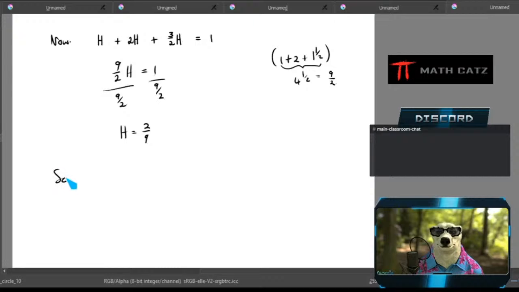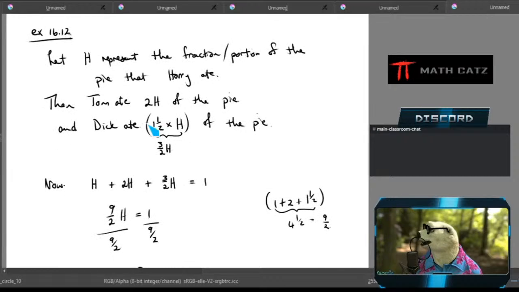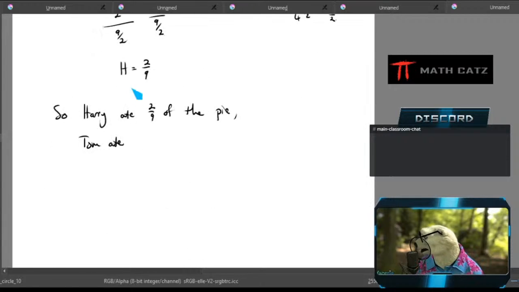I think I'm ready to write our sentence. So Harry ate 2/9 of the pie. Who was next? Tom. I have to go check. Tom ate twice as much. Tom was hungry. See? So that would be 4/9 of the pie.